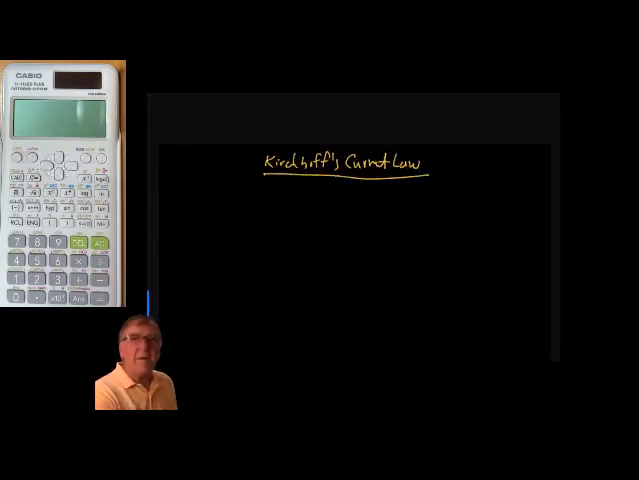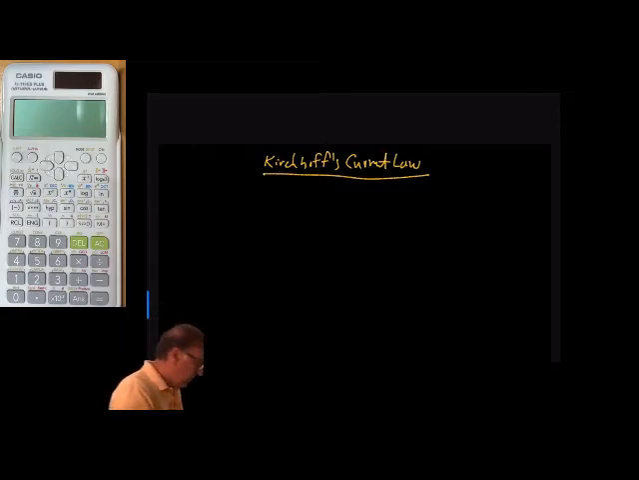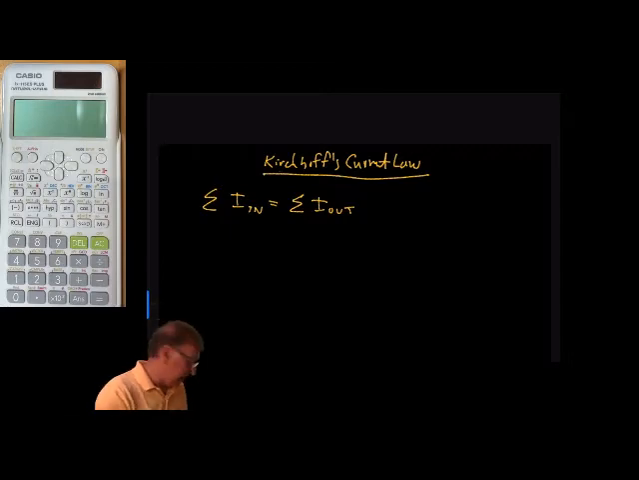So now we're going to talk about Kirchhoff's current law. And it says the summation of all the currents in is equal to the summation of all the currents out. So if we look at a current node, we look at all the currents in, and that equals all the currents out of a node. In other words, the gozintas must equal the gozadas.